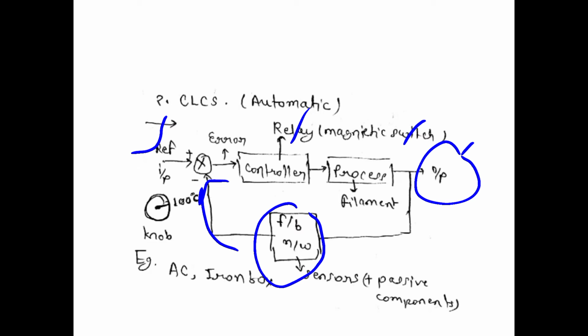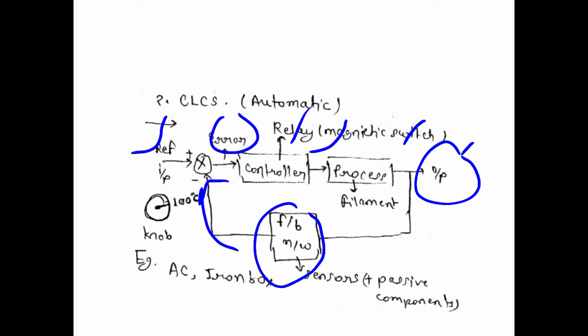So there will be an error signal, which is the difference between the reference input and the part of the output, and based on that error signal, the controller will take action. So here the controller is not a manually operated switch. Here the controller will be a relay, which is a magnetic switch. This controller will act depending on the error signal or depending on the output.